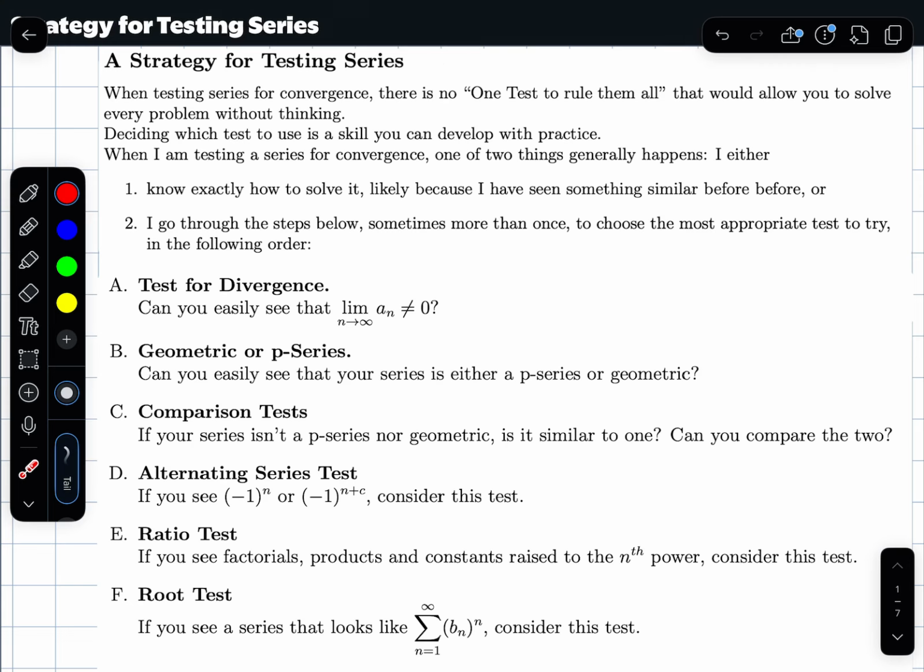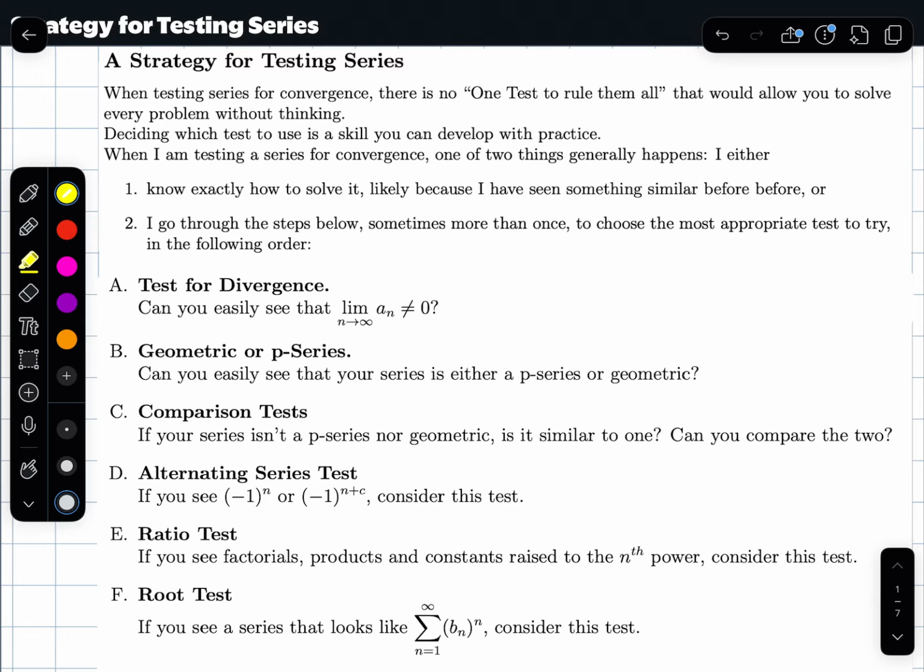In this video, I want to discuss with you some of the strategies that you can use to decide which test to use when you're trying to test a series for convergence. There's a lot of text here on the screen, so don't be scared. Take a deep breath. I'm going to go over the main points of this with you.